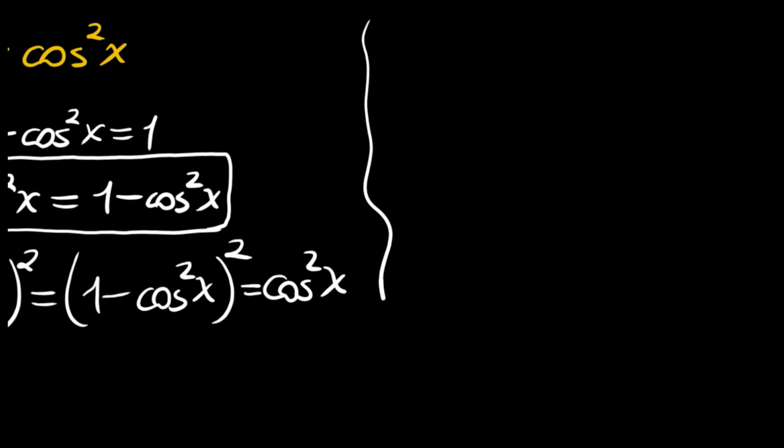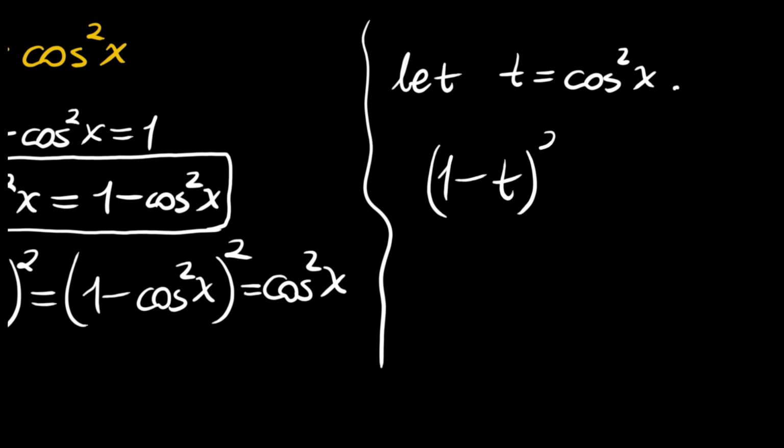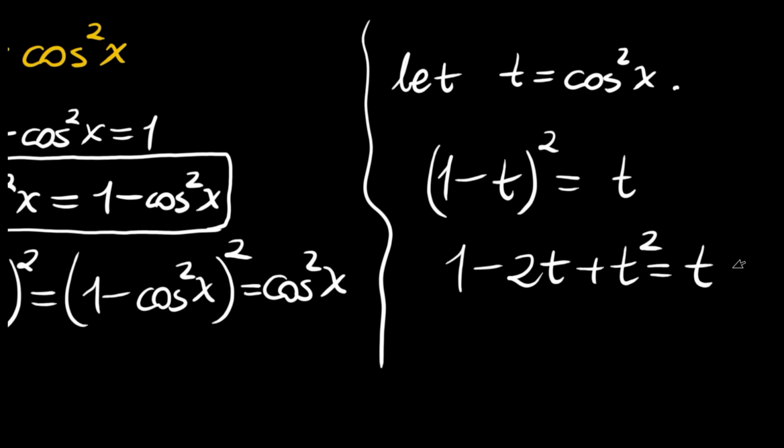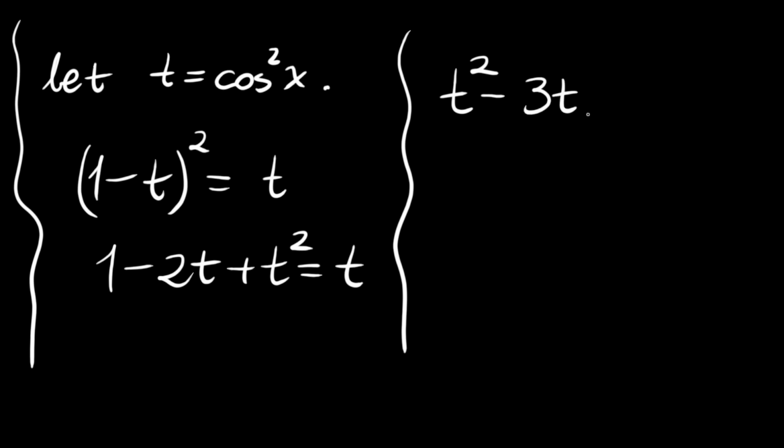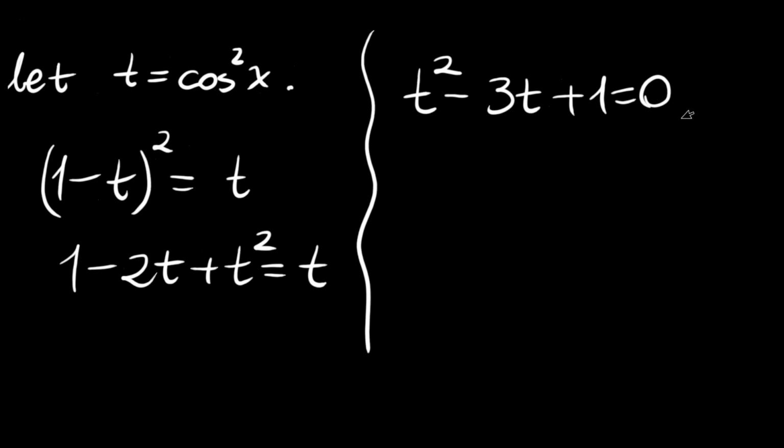Let's just substitute some t. Let t be cosine squared x, and try to solve for t first. We have 1 minus t all squared is equal to t. Now let's expand this. We have 1 minus 2 times t plus t squared. This is equal to t, and having everything on the same side, we will write t squared minus 3t plus 1 is equal to 0. Luckily, this is an easy quadratic now.